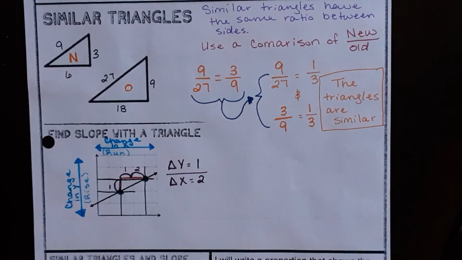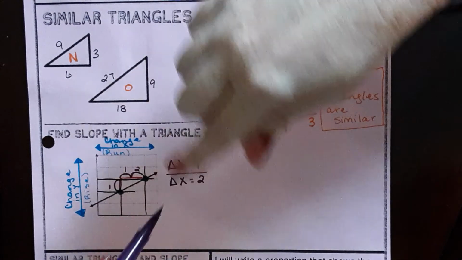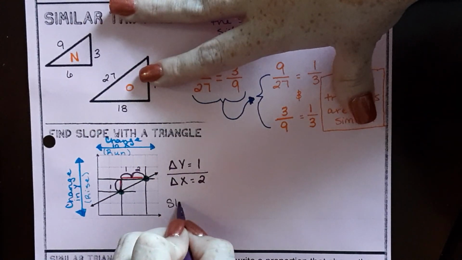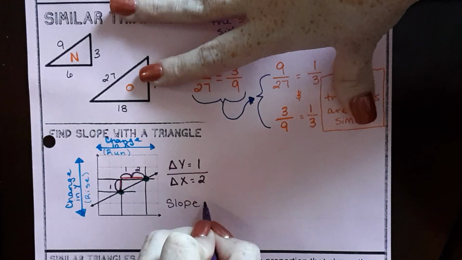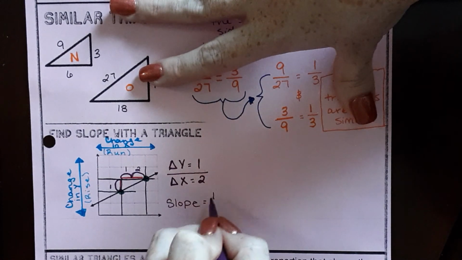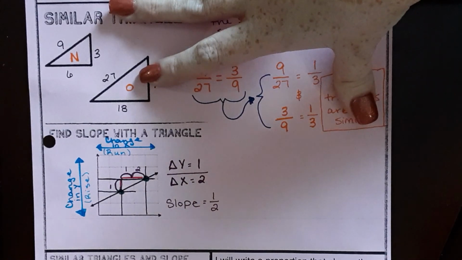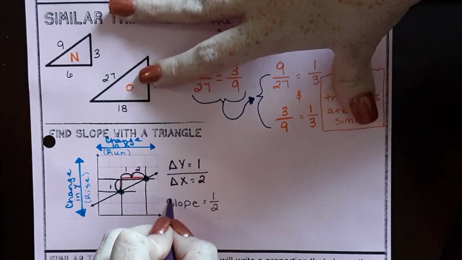So when we put that together, change in Y over change in X gives us our slope. Our slope here is 1 over 2. And the slope is written as 1 over 2, not 1/2.